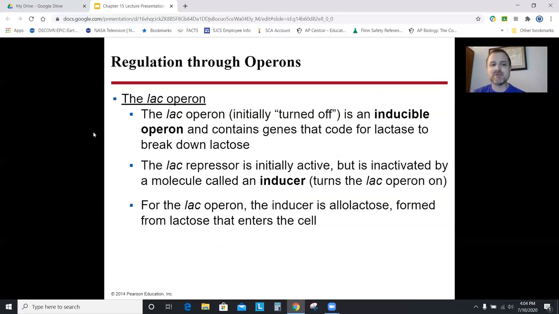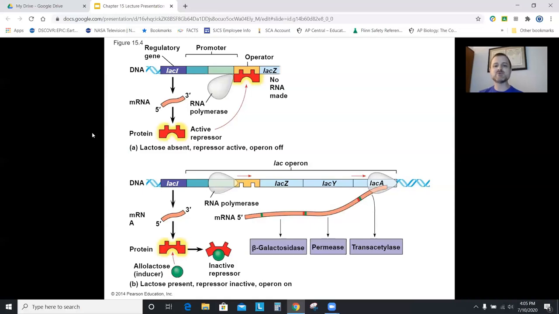Let's do another example. So the lac operon. The lac operon stands for lactase. Lactase is the enzyme that breaks down lactose, right? Now, should the cell make lactase if there's no lactose? No, it shouldn't. That would be wasteful. So the lac operon is initially turned off, and it's an inducible operon that's turned on by the molecule, take a wild guess, lactose. So let's go through this one in a picture.